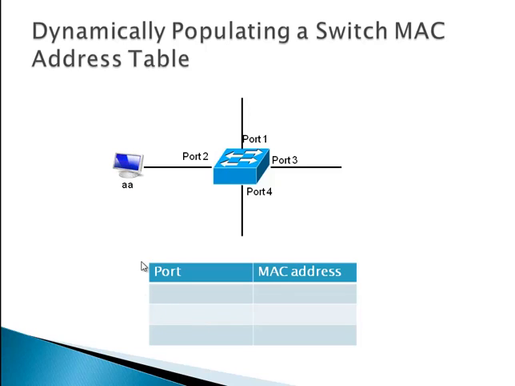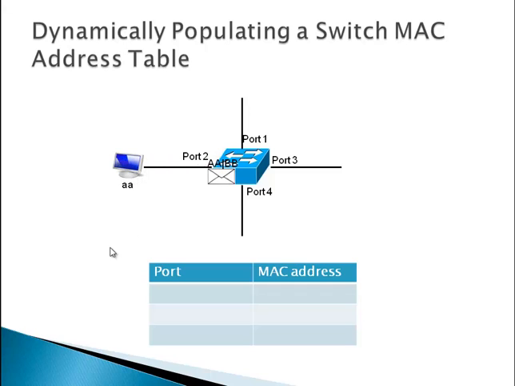Imagine there's a PC here with the MAC address AA. Now you have to remember the MAC addresses are 48 bits and they are represented in hexadecimal numbers. But just so I'm not writing 48 letters and numbers here, I want to abbreviate it to AA. Now this PC is sending a frame to another PC with the MAC address BB. So AA is the source, BB is the destination.